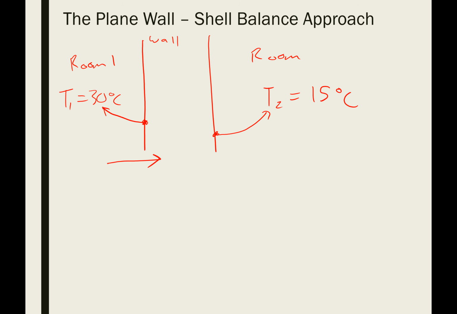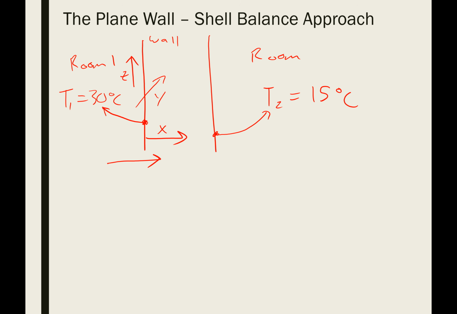Okay, so what we would do to do a shell balance is, assuming that this is a big wall and that the air is all well mixed on each side, it would be a very reasonable assumption that temperature doesn't vary in this direction, let's call that the z direction, and it also doesn't vary in the y direction, which would be like coming in and out of the screen here. So we have no temperature variation in the z direction and no temperature variation in the y direction. However, would we expect temperature variation in the x direction, which would be just going through the wall?